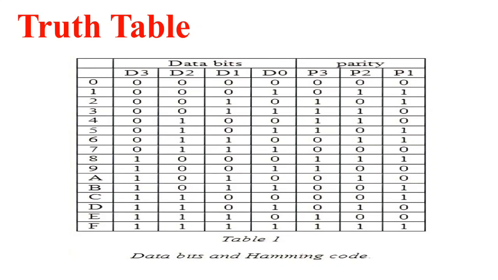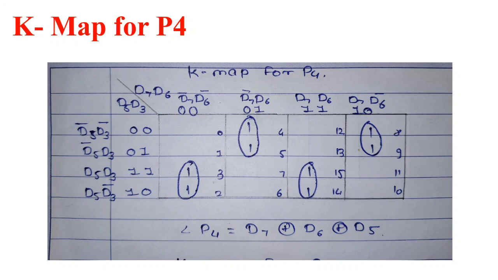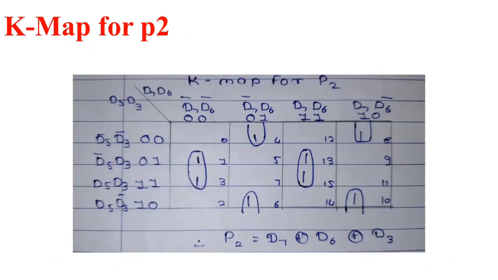So this is the truth table for the Hamming code. Next is the K-map for P4. Here we have shown the K-map for P4. By solving the equation that can be made from this K-map, we will get the following equation: P4 equal to D7 XOR D6 XOR D5.